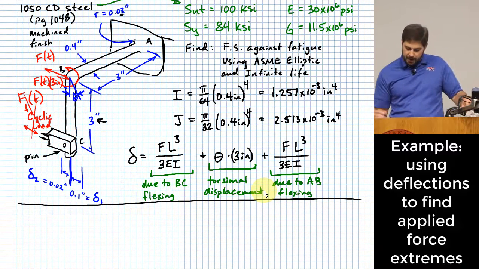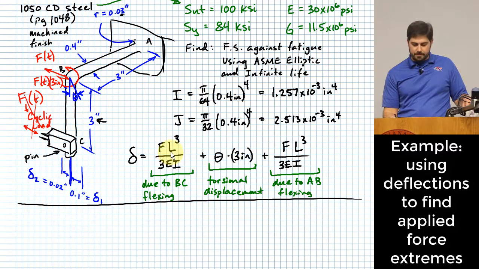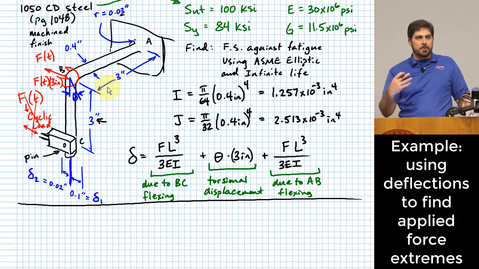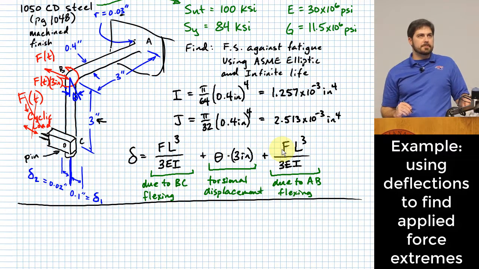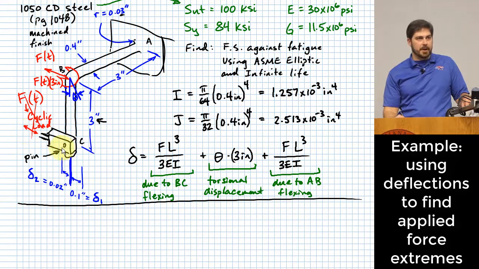A couple of other quick comments. The L that we have for the first term due to BC, what L is that? That is the length of BC. The L that we have for the other term, what L is that? AB, right? They happen to have the same number in this particular problem. Just understand where those terms are coming from. All right. What about F? Is F the same for these two? Yes, it is, because they both come from the F that's applied in this connecting rod.